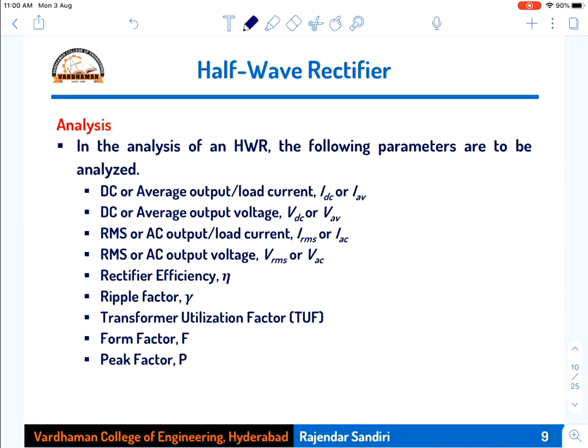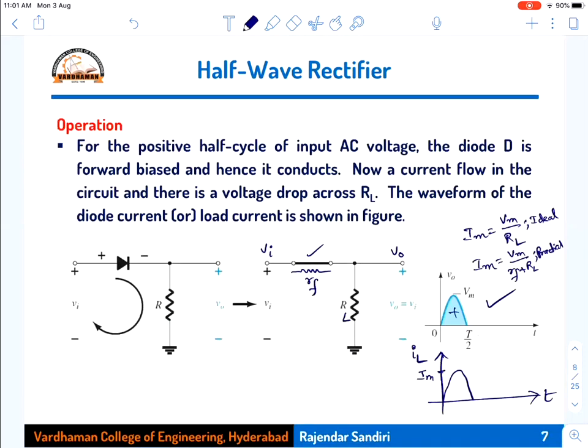If the diode is an ideal diode, how will the output waveform be? If the diode is a real diode, how will the output waveform be? If the diode is ideal, there will not be any internal resistance, then Im is equal to Vm by RL. If the diode is a practical diode whose internal resistance is Rf, then Rf and RL both will be in series. Therefore, we have to take the relationship between Im and Vm as Im is equal to Vm divided by Rf plus RL.